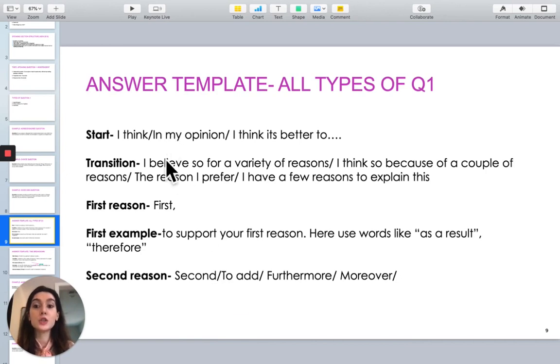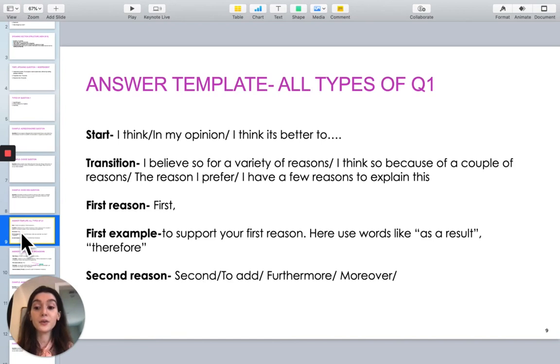So this is the format that you need to follow. First, start by giving your opinion. Then transition into the first reason by saying something like, I believe so for a variety of reasons or for a couple of reasons. Start your first reason by just saying first and give your opinion. Give an example that really proves your first reason. And when you're giving your example, you can use words such as as a result, therefore, or words like these really help students as well. Then you're going to give your second reason by saying something like to add or furthermore.